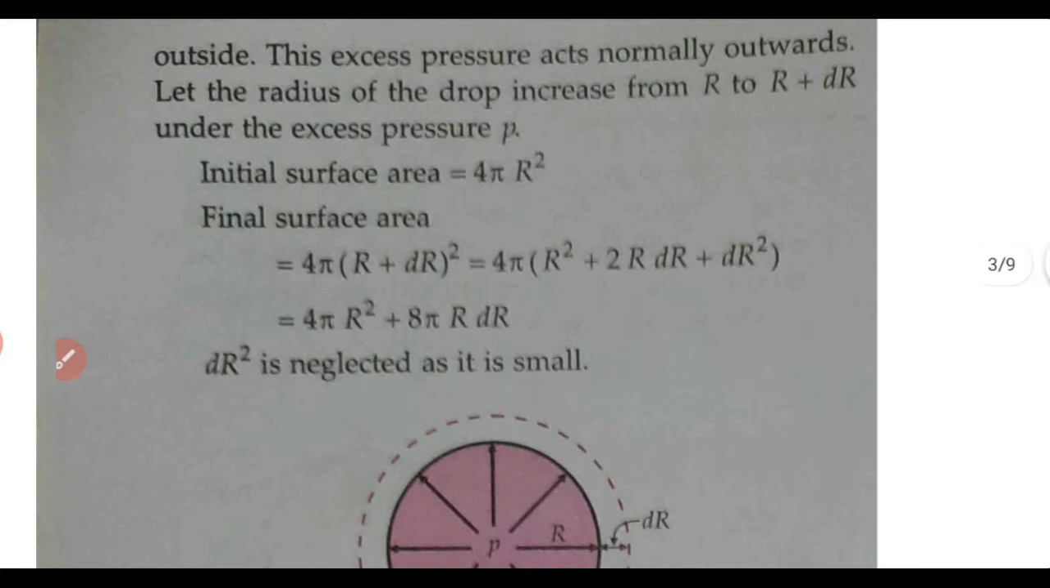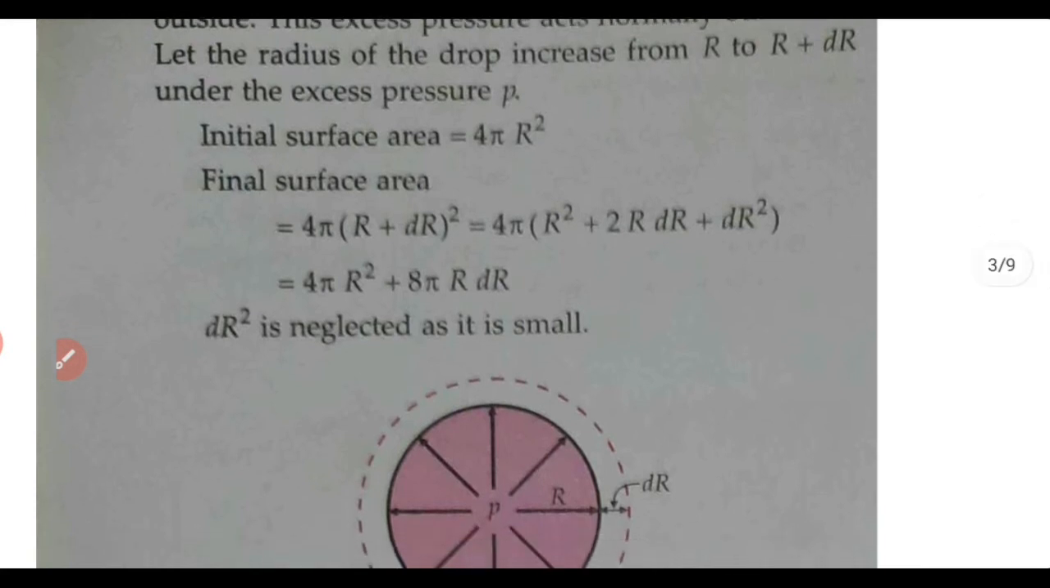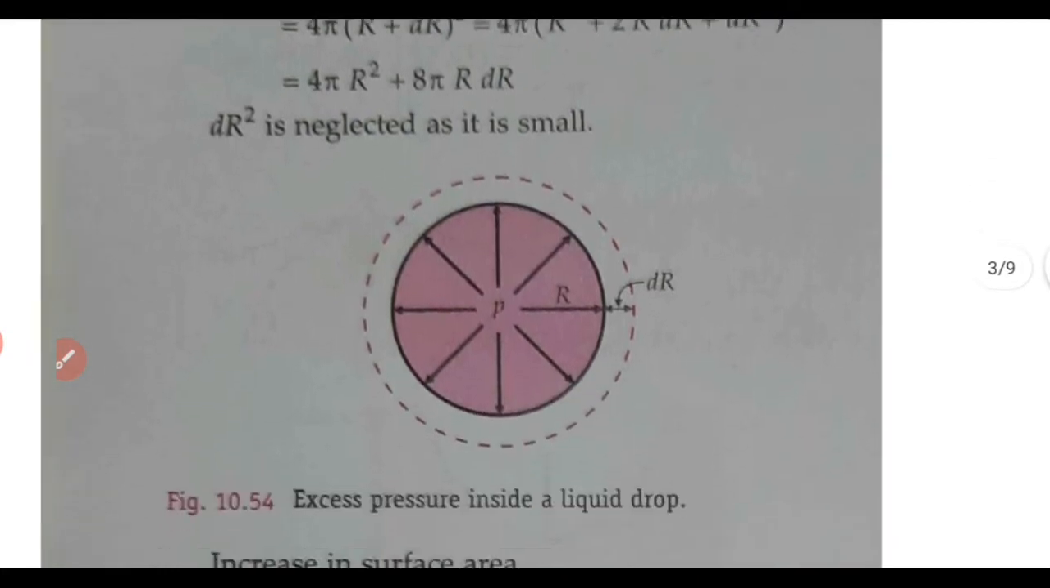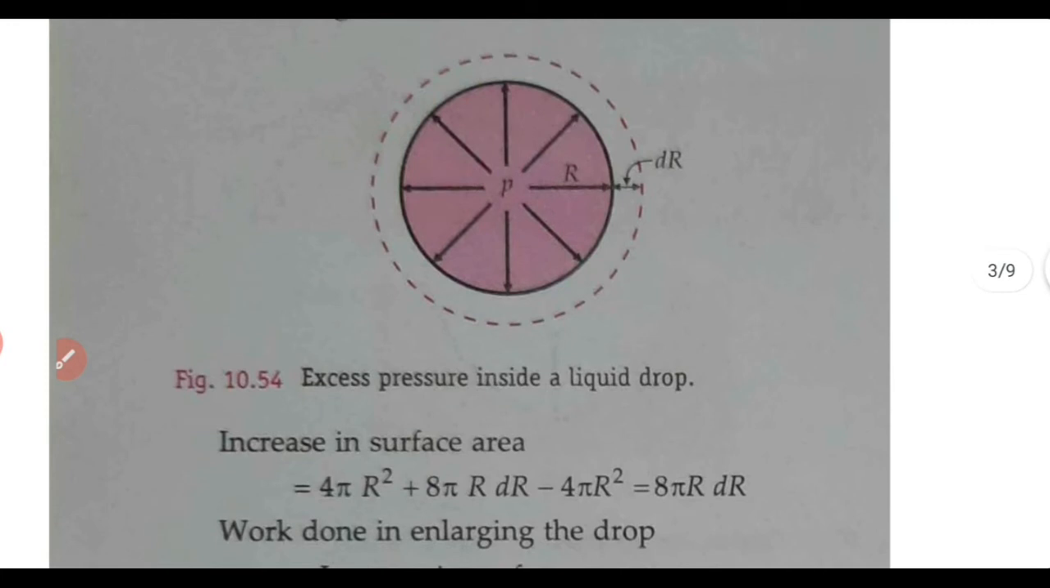So we have the final surface area as 4 pi r square plus 8 pi r dr. So the increase in surface area.